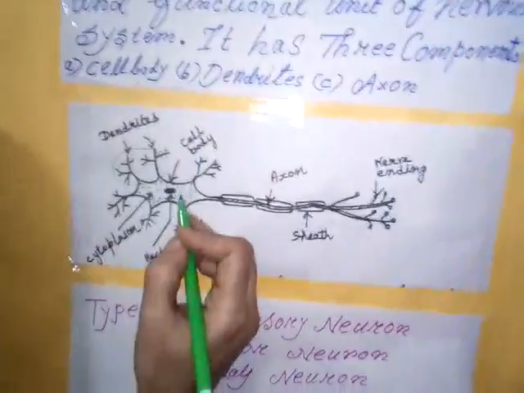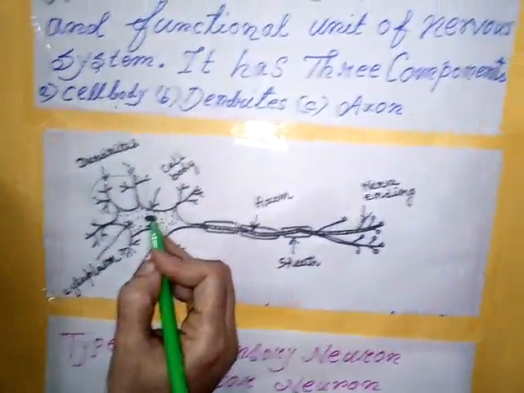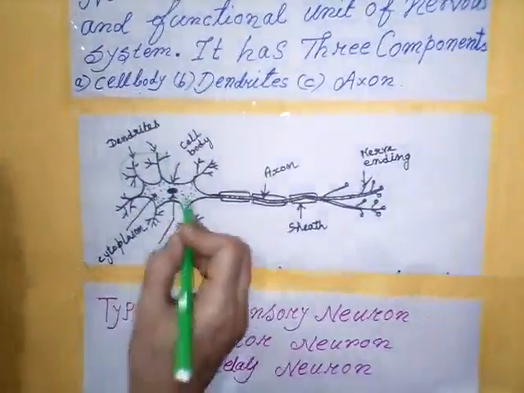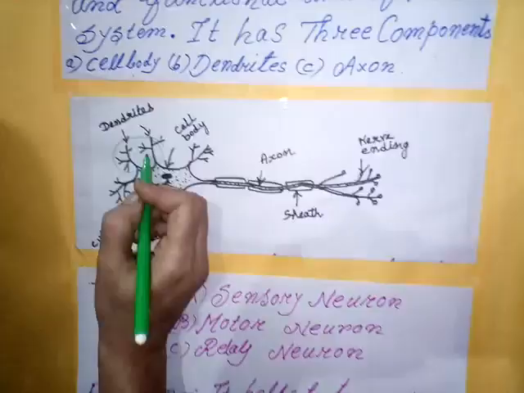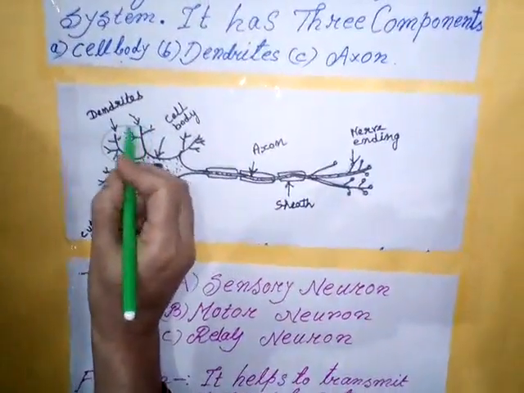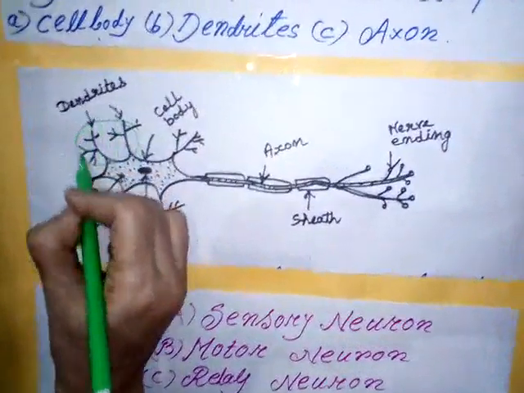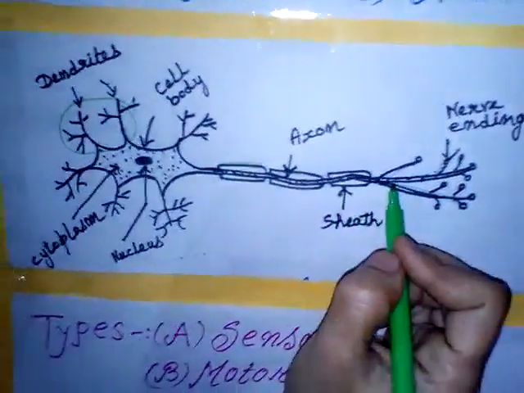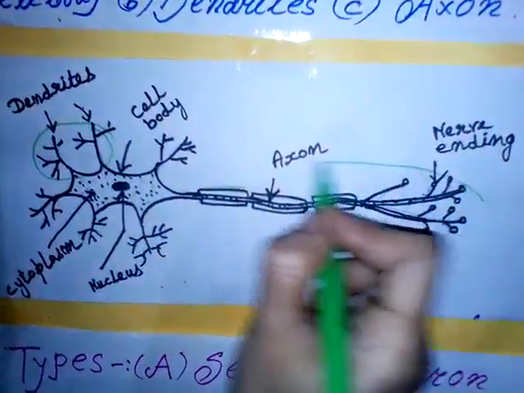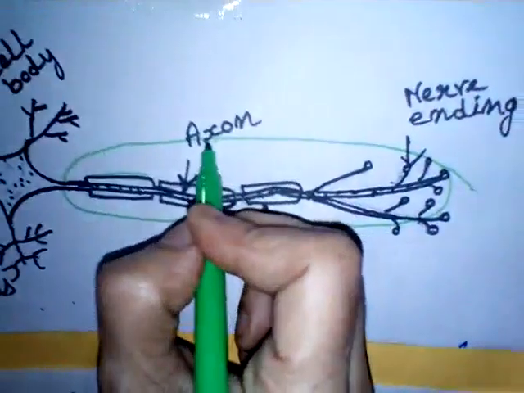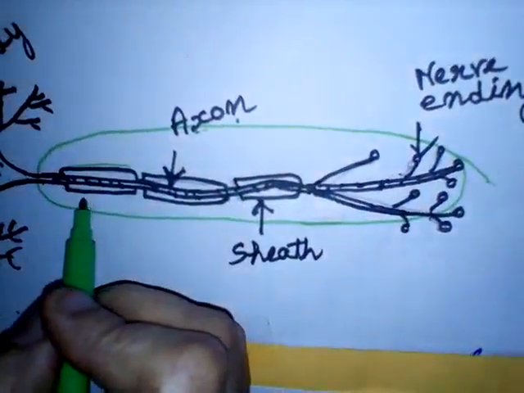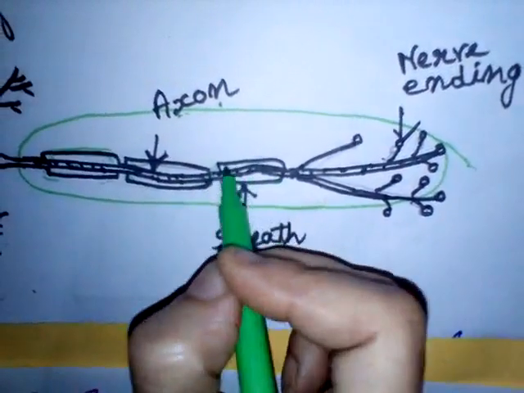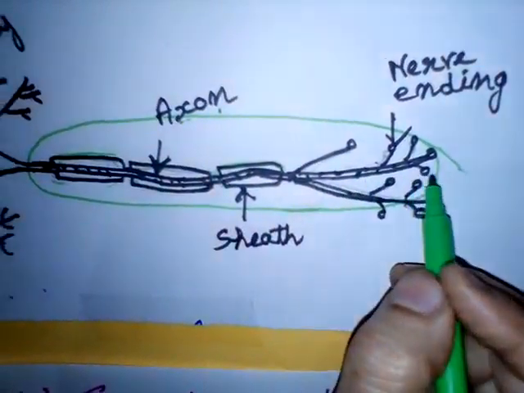Cell body. It has cytoplasm and nucleus and also has various cell organelles just like an animal cell, but it does not have centriole. The small branched fibers that come out from the cell body are known as dendrites. On the other hand, the long and thin unbranched fiber that comes out from the cell body is known as axon. Axon has a protective and insulating covering made up of myelin, and axon ends at the nerve ending.